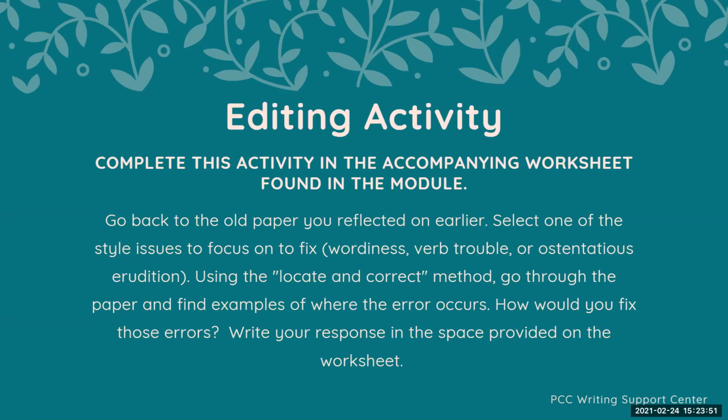So now that we've talked about editing, and some strategies on how to identify common style issues and how to fix them, go back to the old paper that you reflected on earlier. Select one of the style issues to focus on, so wordiness, verb trouble, or ostentatious erudition, and use the locate and correct method to go through the paper and find examples of where the errors occur. How do you fix those errors? And be sure to write your response in the space provided on the worksheet.